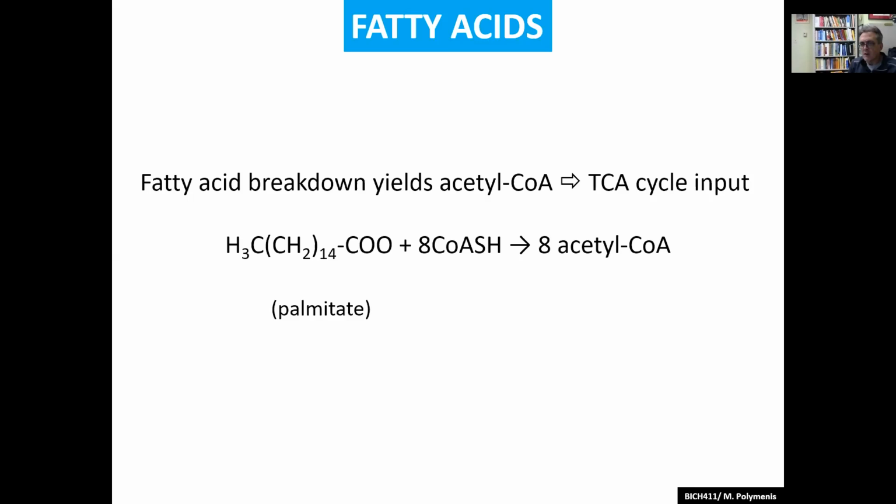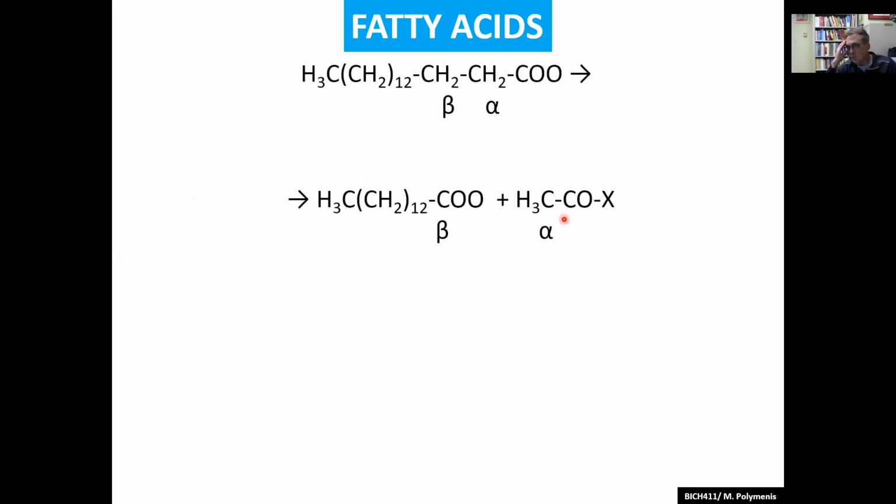So now we know that fatty acid breakdown yields acetyl-CoA, which of course is a direct input for the TCA cycle. We know very well what happens to acetyl-CoA once it enters the TCA cycle. So here we have, let's say, one typical fatty acid, palmitate, 16 carbons total, and that will give you 8 acetyl-CoAs. So 16 divided by 2 equals 8 2-carbon units. Okay. So how do we break it down, however?